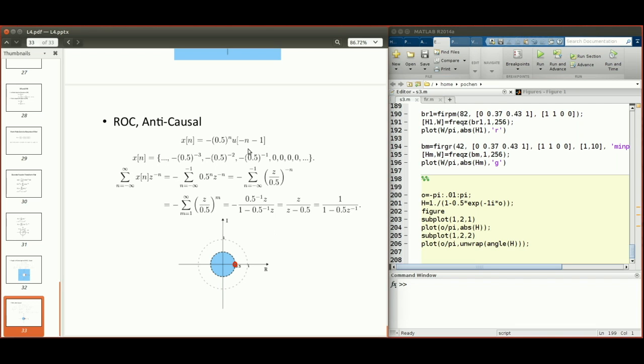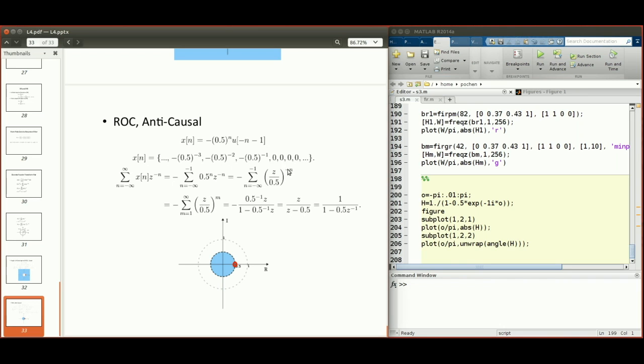So what's going to be the Z transform for this particular sequence? n goes from minus infinity to positive infinity, x[n] times z to the minus n power. This time let's switch the range, because it's anti-causal, so all the non-zero amplitudes are in the negative n. So n has to go from minus infinity to minus 1, with 0.5 to the n power, and you have this minus sign in front of the summation, and then z to the minus n power. Now let's do some manipulations. Basically you can just write z divided by 0.5, to the minus n power.